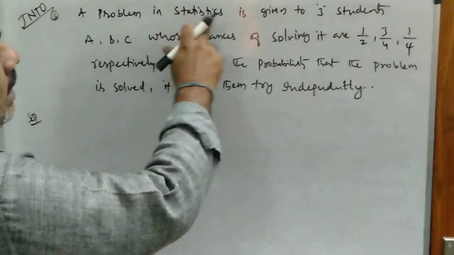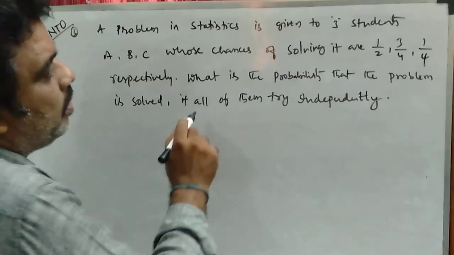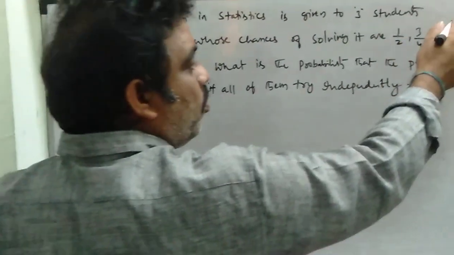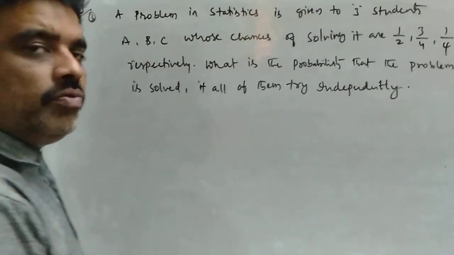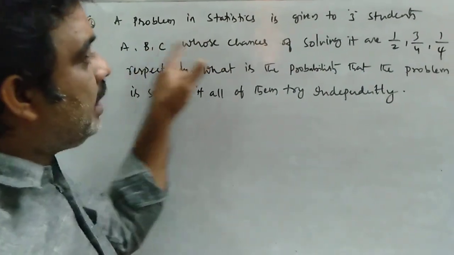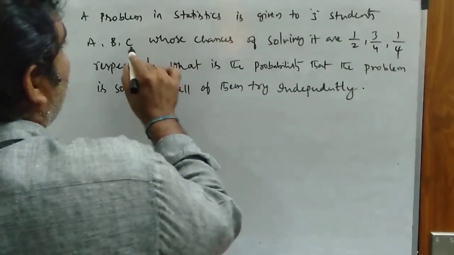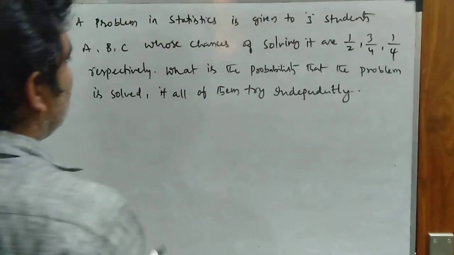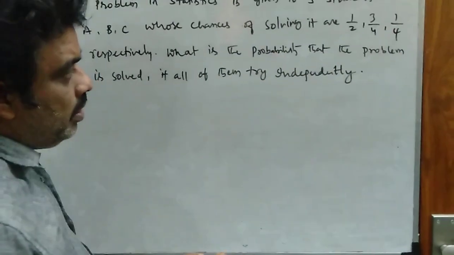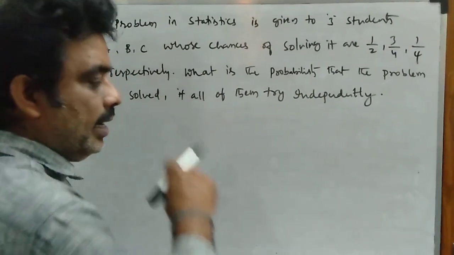A problem in statistics is given to 3 students, A, B, C, whose chances of solving it are 1 by 2, 3 by 4, 1 by 4. The probability of the problem being solved by A is 1 by 2, by B is 3 by 4, and by C is 1 by 4. What is the probability that the problem is solved? You have to find the probability that the problem is solved if all of them try independently.